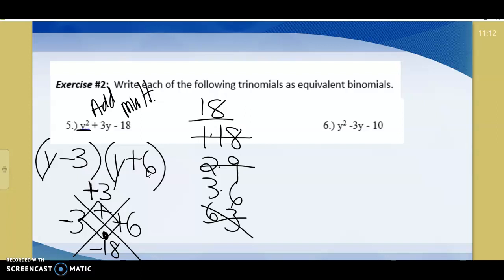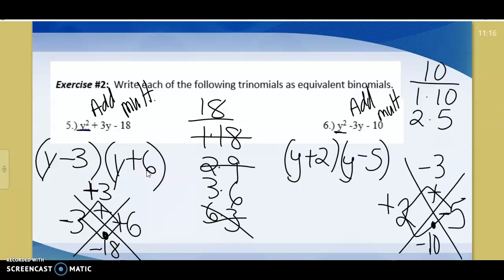Before we get into breakout rooms, I'd like you to try this. So we want to break this up into two binomials. Find the ones that add to -3, multiply to -10, and the only list of factors that will do that are 2 and 5 with one +2 and one -5.